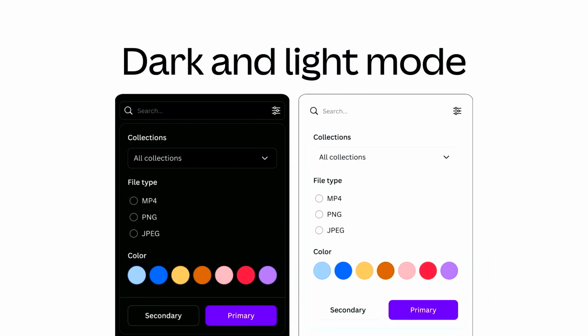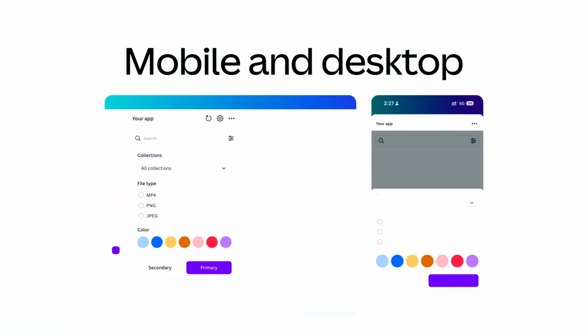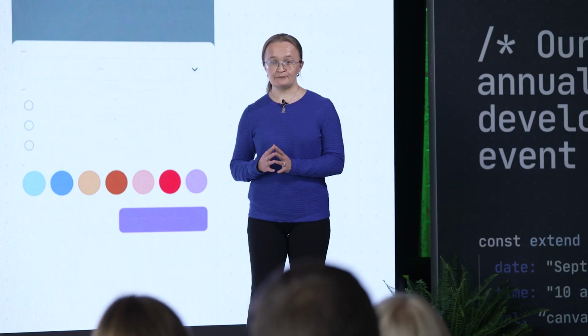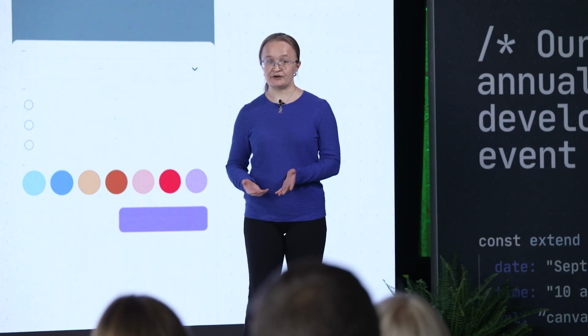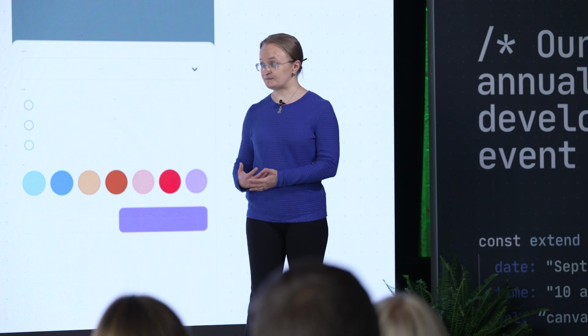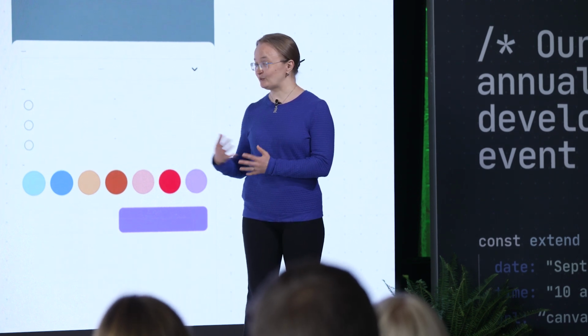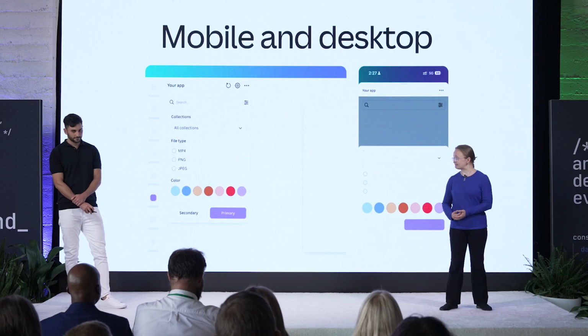These UI Kit components help you to support your users however they want to use your app, whether that's in light mode or dark mode, mobile or desktop. Using the Canva UI Kit components helps you to reduce time spent in the app review process and creates a better user experience for your users. Now back to Anto for a couple of final big launches in the developer experience space.